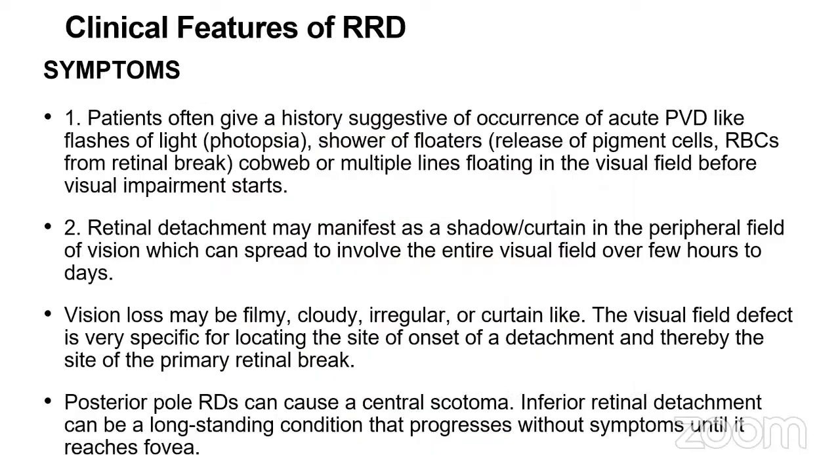Now coming to clinical features of rhegmatogenous retinal detachment. Symptoms: the patient often gives a history suggestive of acute PVD, such as flashes of light, also called photopsia, and a shower of floaters. Floaters are due to release of pigment, retinal pigment epithelium cells and RBCs from the retinal break, and multiple lines floating in the visual field before visual impairment starts.